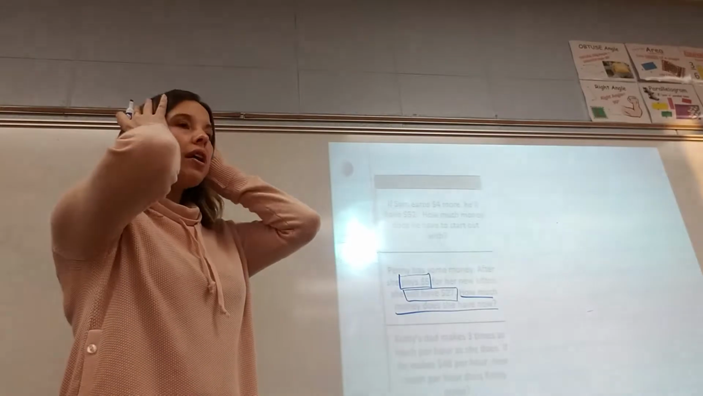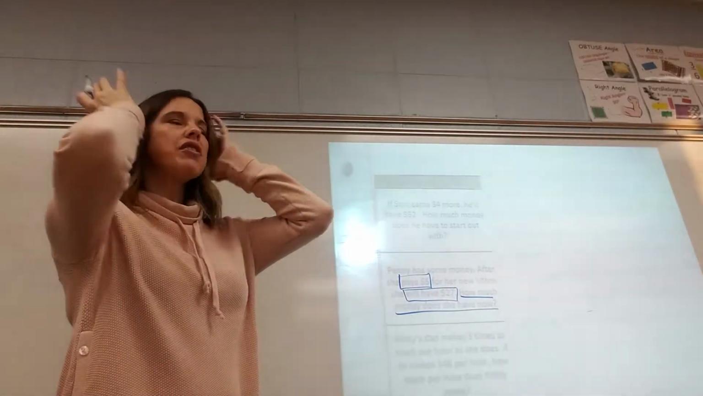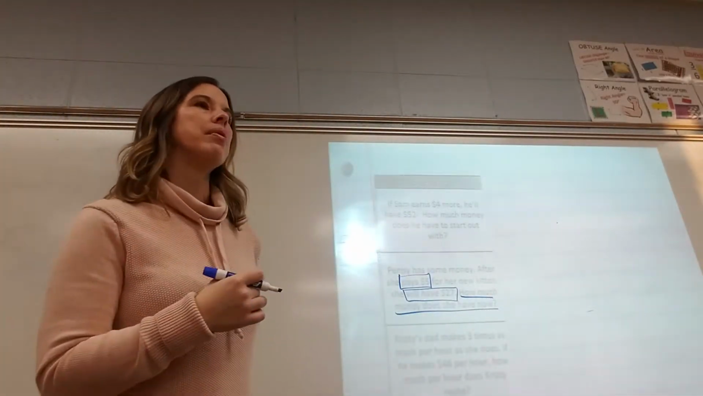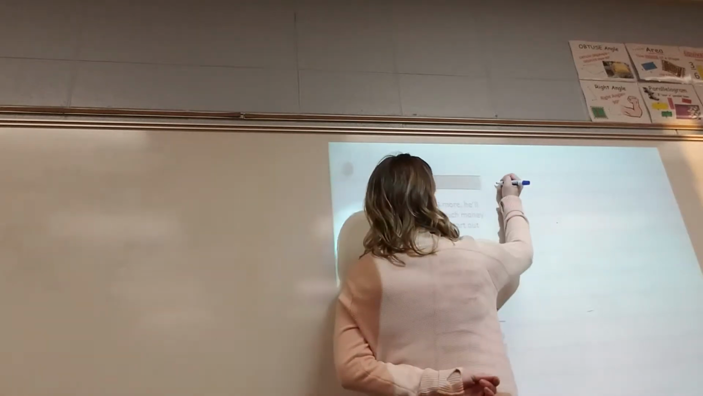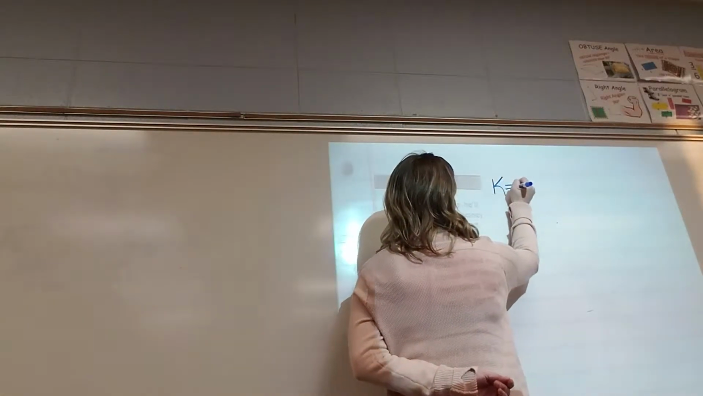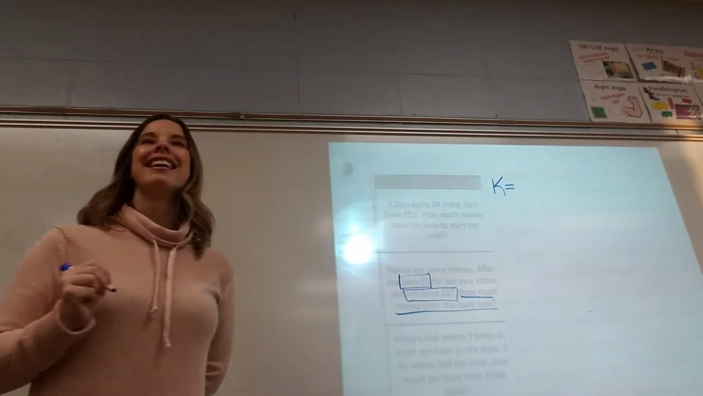What are we trying to figure out? First, what do you want your variable to be? X is so boring. K for kitten, right? This should be C. $5 for a new kitten.